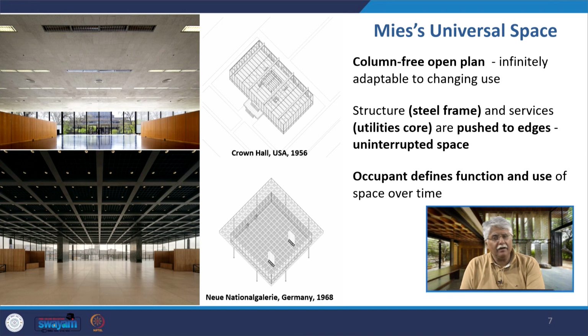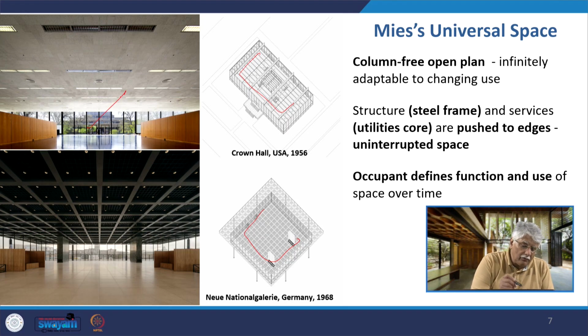So this idea was also there in the works of Mies when he talked about the universal floor or universal space: column free, open plan, infinitely adaptable to changing use, where the structure, that is the steel frame, and the services, the utility cores, are all pushed to the edges and the inside space becomes completely uninterrupted space. The occupant defines the function and use of the space over time. It can go on having variable uses.